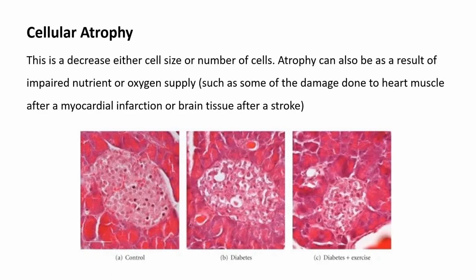Next is cellular atrophy. This is a decrease in either the cell size or the number of cells. Atrophy can also be as a result of impaired nutrient or oxygen supply, such as some of the damage done to the heart muscle after a myocardial infarction or brain tissue after a stroke.